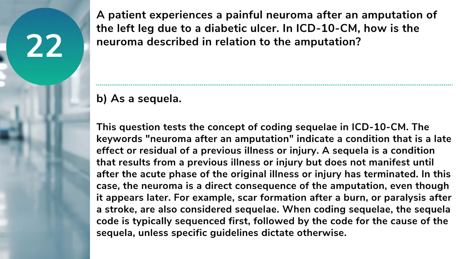In this case, the neuroma is a direct consequence of the amputation, even though it appears later. For example, scar formation after a burn, or paralysis after a stroke, are also considered sequelae. When coding sequelae, the sequelae code is typically sequenced first, followed by the code for the cause of the sequelae, unless specific guidelines dictate otherwise.